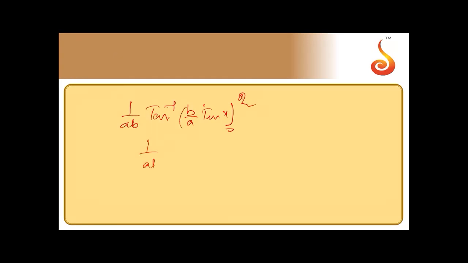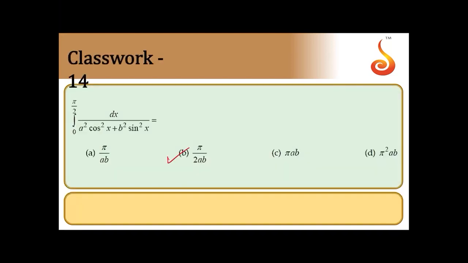When you substitute, 1 by ab multiplied by, when you substitute infinity, tan inverse infinity is pi by 2, and tan 0 is 0. So the answer is equal to pi divided by 2ab. So the answer is B.